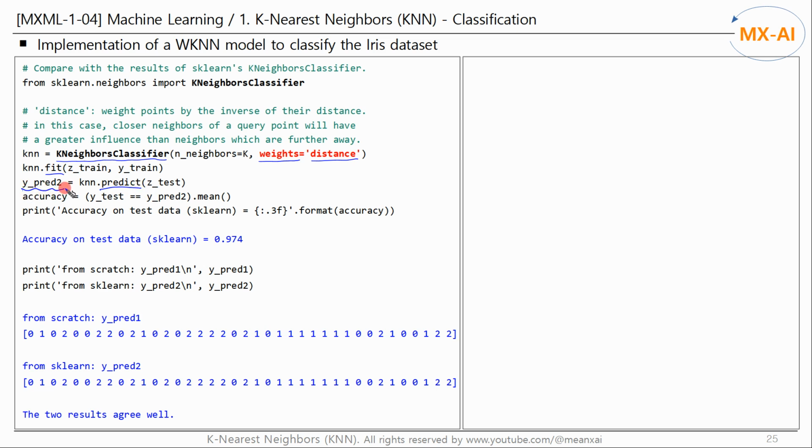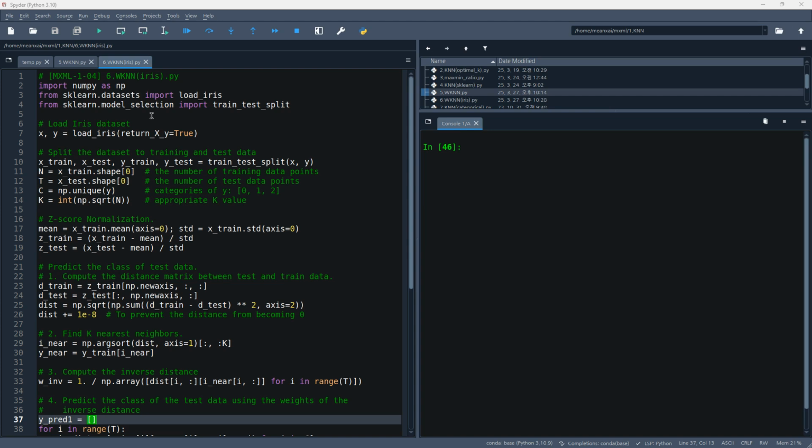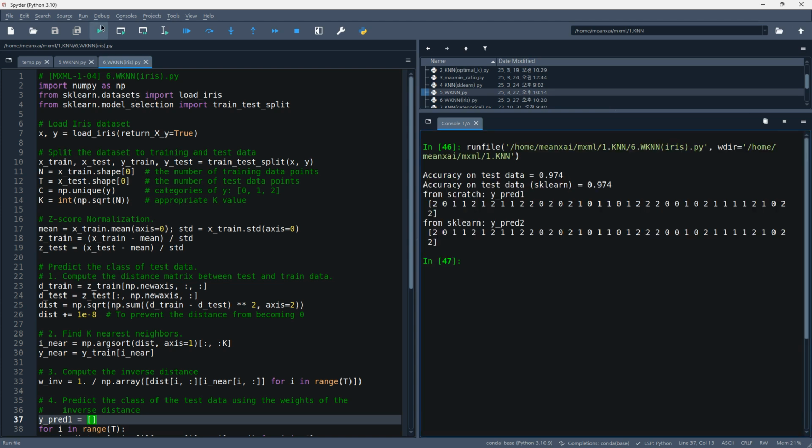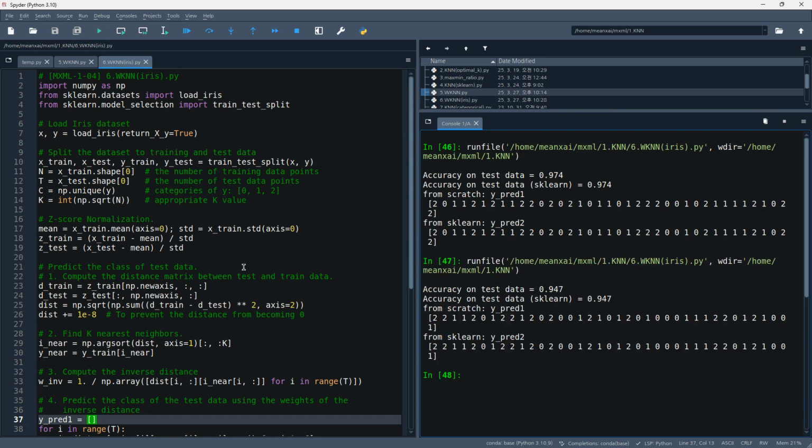YPRED2 contains the classes of the test data predicted by scikit-learn. The accuracy on the test data is 0.974, the same as that of the previous page. Next, let's compare the YPRED1 and the YPRED2. The two results agree well. Let's run this code. We got the following results.